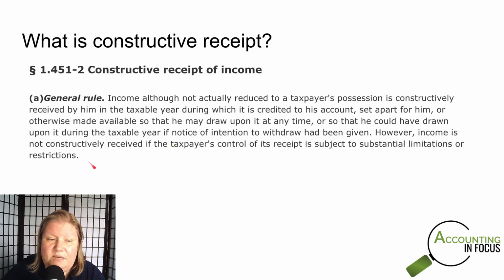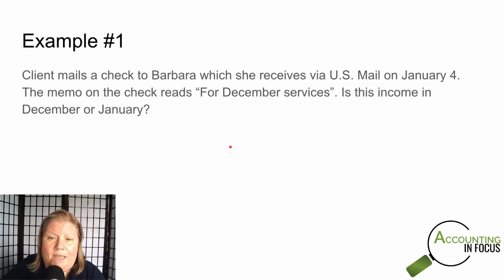So let's look at some examples that I see quite a bit. A client mails a check to Barbara, which she receives via U.S. mail on January 4th. The memo on the check reads for December services. Is this income in December or January? When did Barbara receive the check? The check was received in January. It doesn't matter when the services are for. If this is a cash basis taxpayer, it matters when she had constructive receipt. And in this case, it's January.